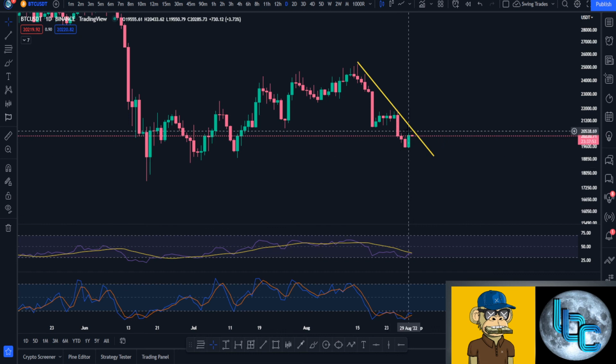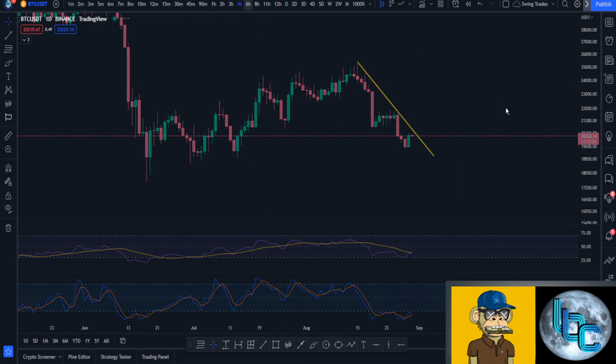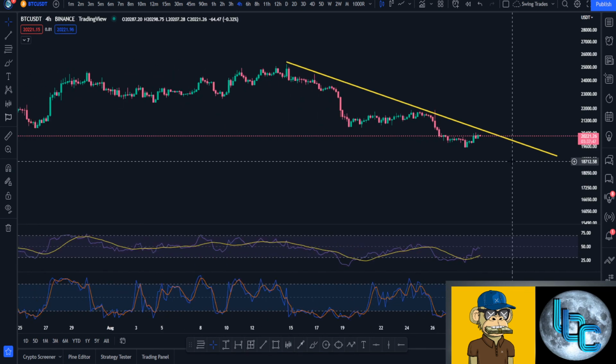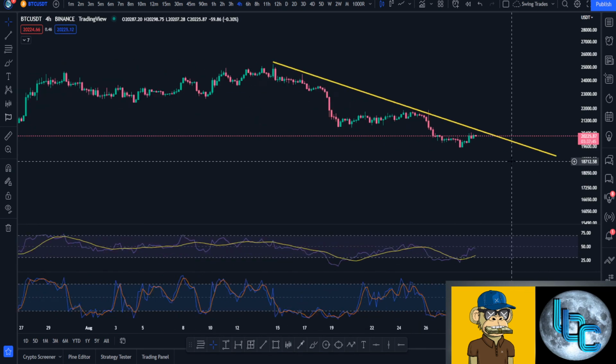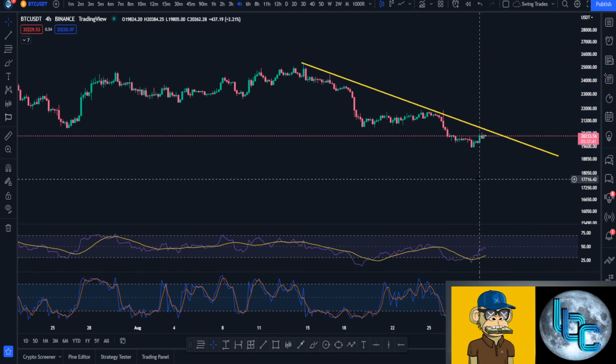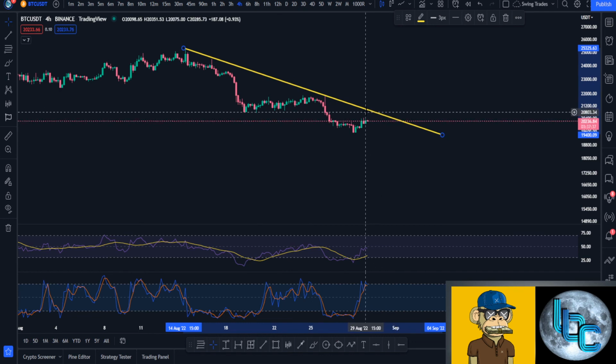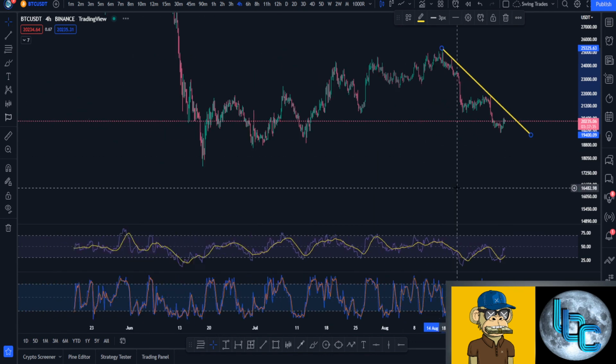But I definitely know that this is the trend line that must be broken. Even more so on the 4 hour. I mean, it's essentially the same. I think there's a little more room on the 4 hour.